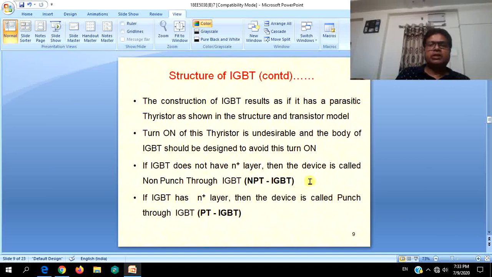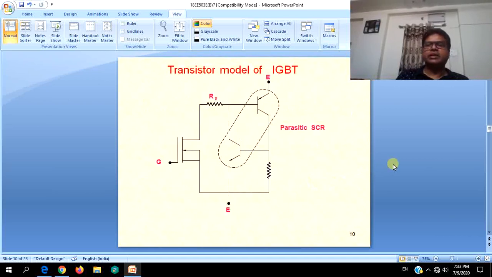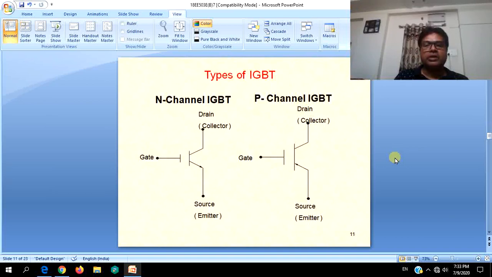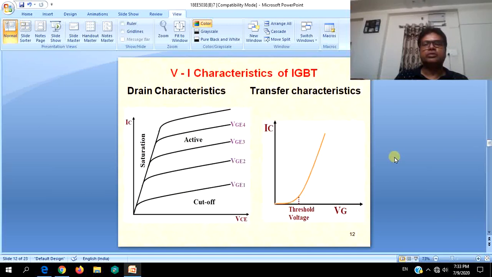IGBTs, as they combine the better features of both BJT and MOSFET, have less turn on and turn off times, so they can be used as very fast acting switches with low power loss. And the N channel non punch through IGBT is the most used one, and it can be used for very high voltages, of the order of above 1000 volts also.